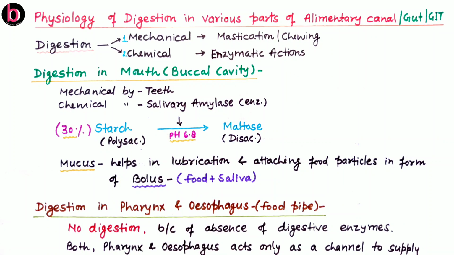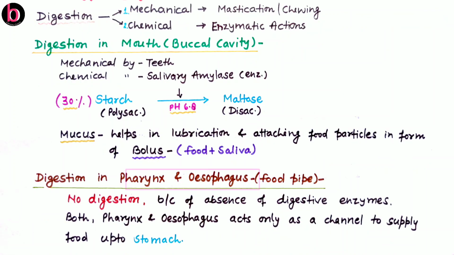As we discussed, along with salivary amylase, the salivary glands also secrete mucus. So what is the role of mucus? It helps in lubrication as well as attaching food particles in the form of a bolus. So what is a bolus? This is food mixed with saliva. This bolus now passes from the buccal cavity or mouth to the esophagus or food pipe through the pharynx by the process of deglutition or swallowing.